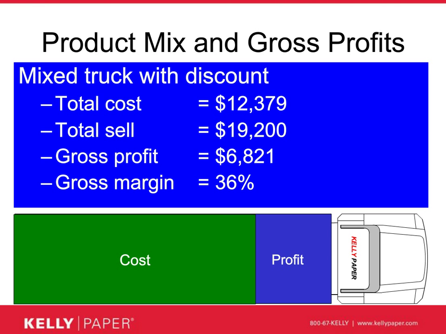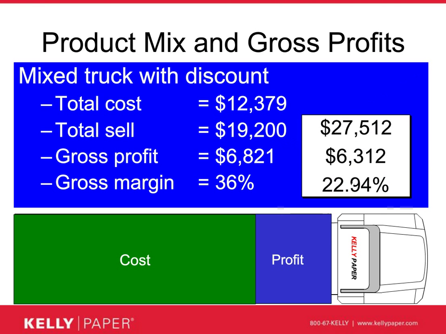So let's compare this to our Kelly copy only order, where the sell price was $27,512 with a gross profit of $6,312 and a gross margin of 22.94%. As you can see, the better the mix, the greater the profit.